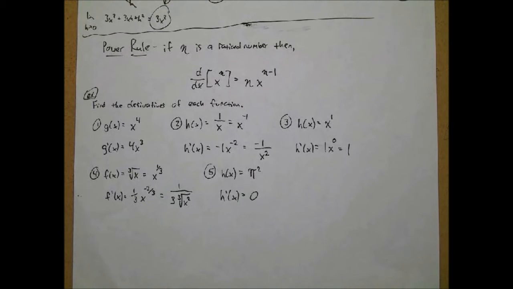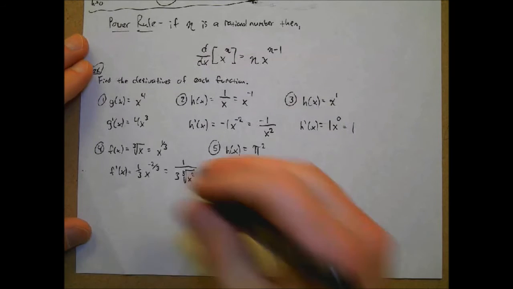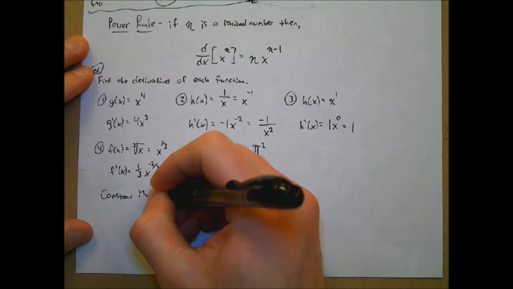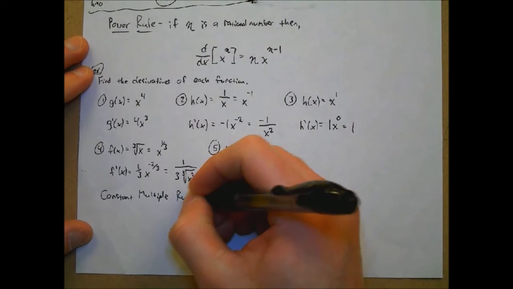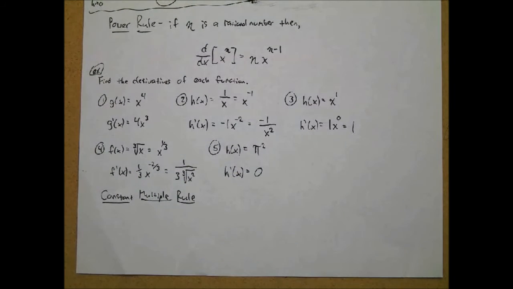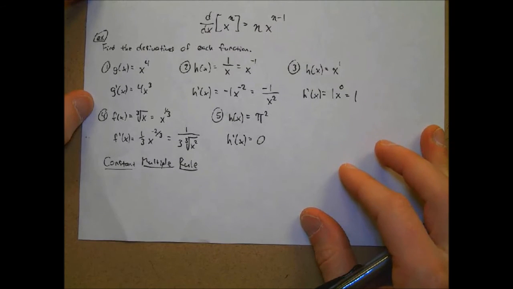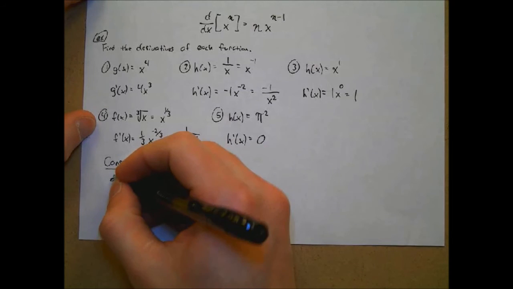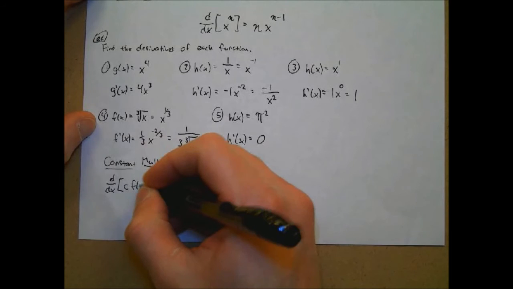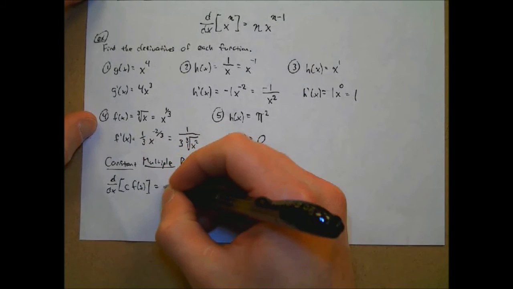All right, I'm going to throw in a few other rules here real quick. Okay, constant multiple rule. This one's not going to be very mind-blowing, but it's going to be important for us to just have, okay? The derivative with respect to x of c times f of x is equal to c times f prime of x.